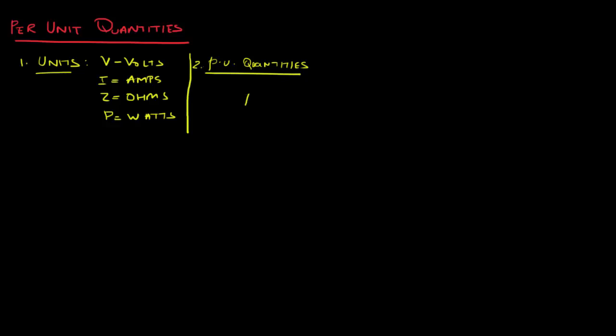So basically what it says is per unit value is the ratio of the actual value. So let's say you have a voltage, the actual voltage in volts, divided by a base value, right? Which implies, if I have the actual value, this is how I will calculate my per unit value.